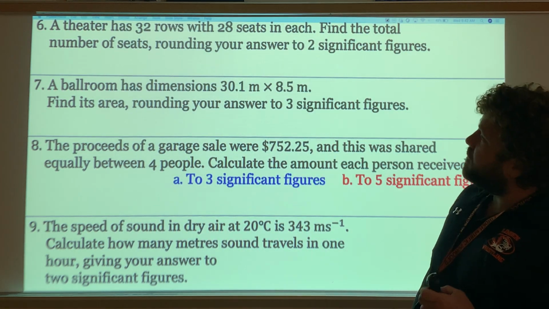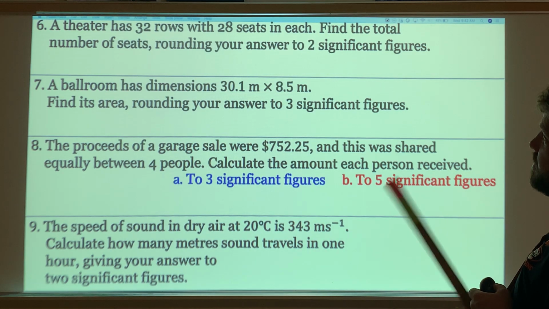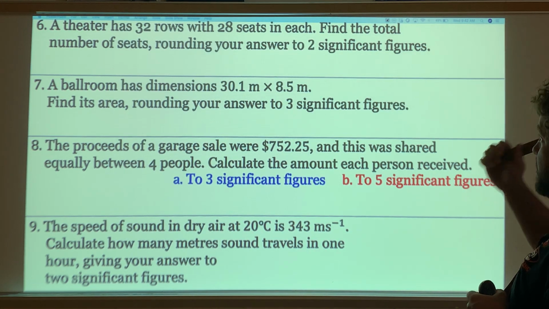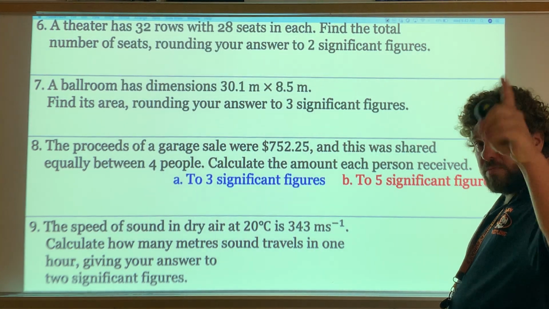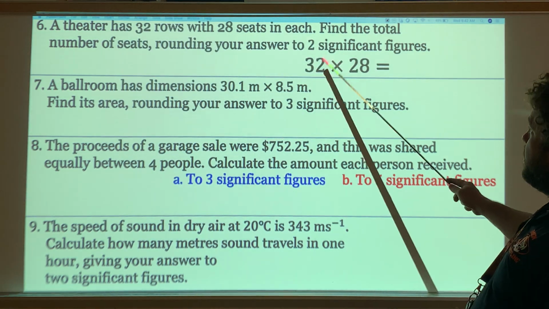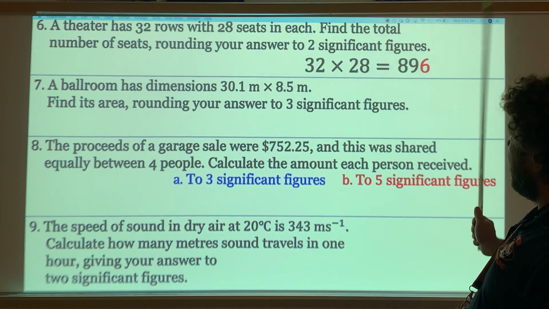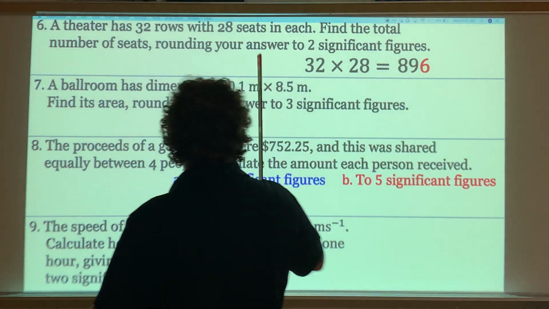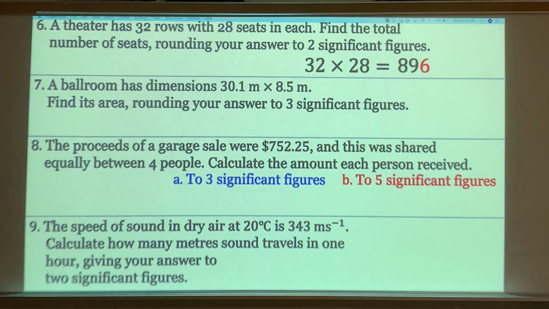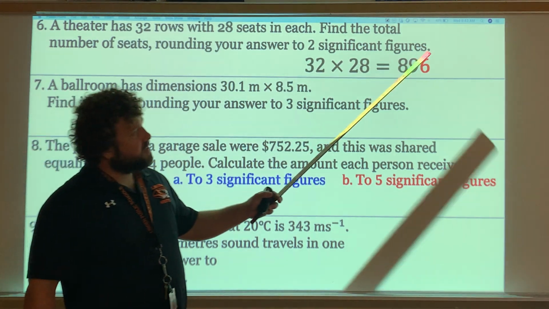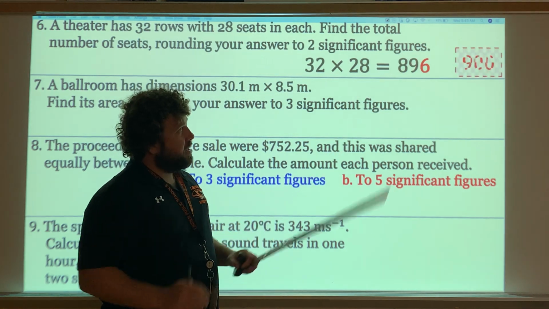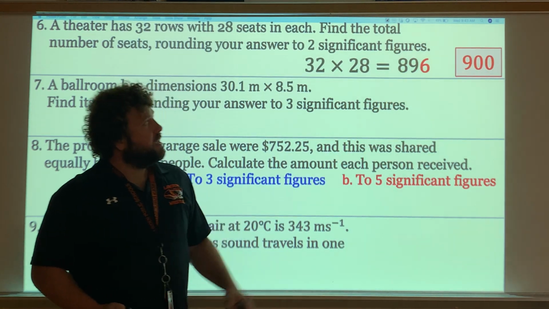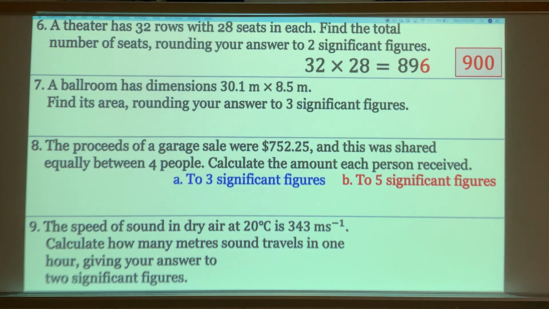A theater has 32 rows with 28 seats in each row. Find the total number of seats, rounding your answer to 2 significant figures. So, 32 rows, 28 seats in each row. How do you find the total number of seats? Seats times rows. 32 times 28 equals 896. We only want to go to 2 significant figures. So we're going to use the 6 right here, and we're going to round 896 up to 900, because 89 plus 1 is 90. All right? Good?